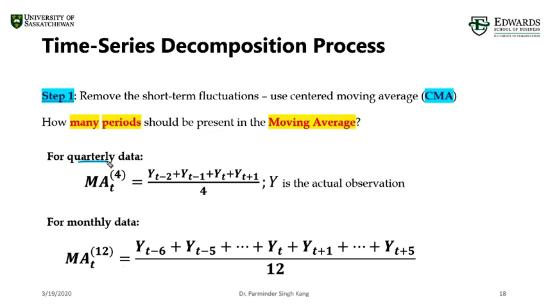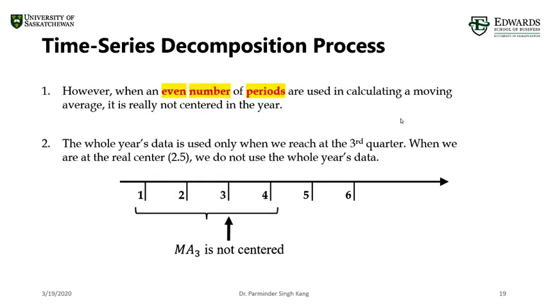If it's quarterly data, you're going to have 4 periods as part of your moving average, monthly data is going to be a 12-point moving average, weekly data a 52-point moving average, and so on. Once you have determined the number of periods required for your moving average, the next thing we're going to check is whether we can do a centered moving average or not. You're going to run into a problem when you have an even number of periods, because you're not going to have a true center.